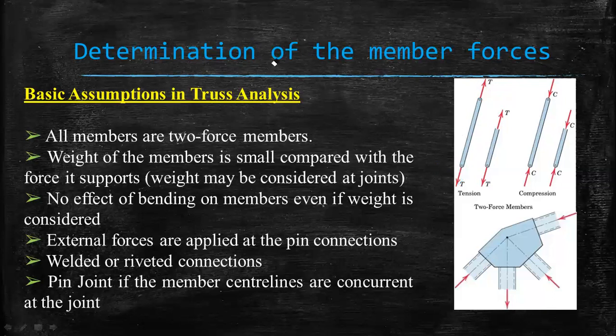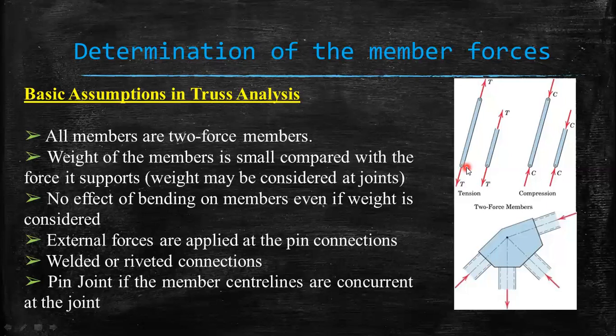Clear? And one more important thing, while a truss structure is considered, the weight of the member is very small compared with the force it supports. That is, if you consider a whole truss, the weight of the members is very little, so there will be no such effect of the dead load of these members. In any case, if the weight is much, we can consider that weight by applying force at the joints itself, but not in between any member.